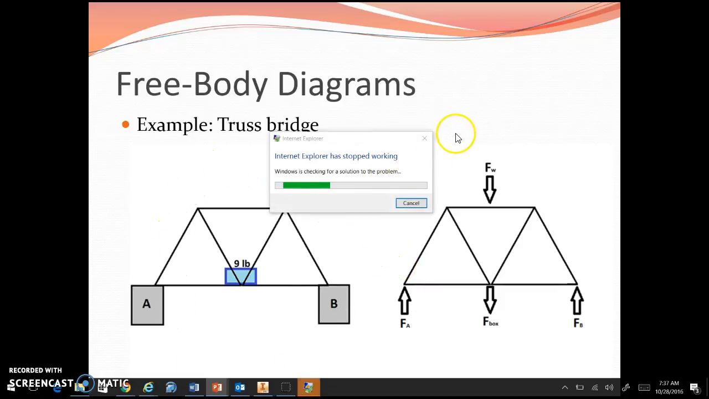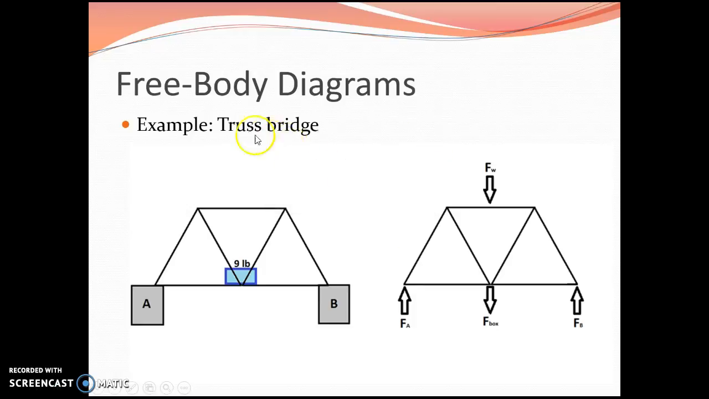So if I say draw a free body diagram of truss bridge, just isolate that truss bridge. I actually labeled these abutments myself. They originally didn't have an A and a B, so I said A and B. That way I could have the forces labeled. So I have the force from the abutment A holding it up. I have the force of the box pushing down on the bridge.